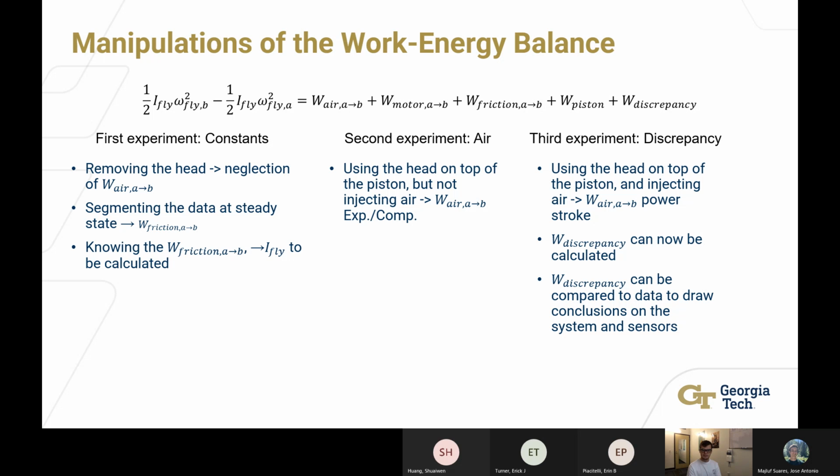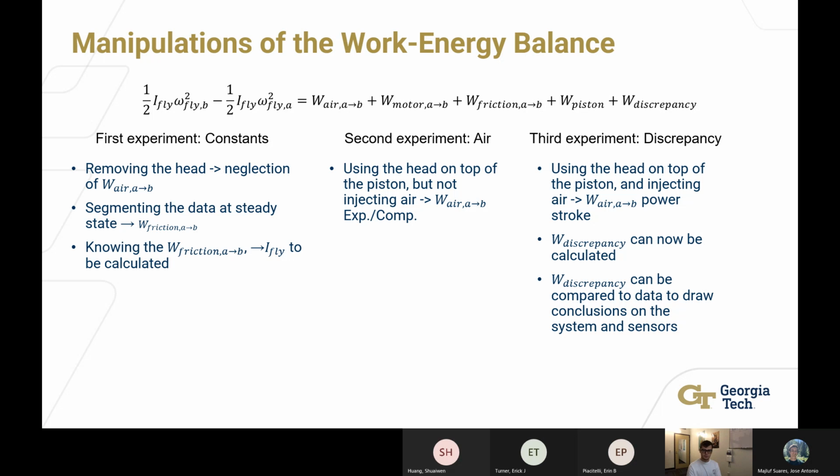And then by taking that data, we segmented it to the steady state range, which removed the left-hand side of the equation. We were able to calculate the work due to friction. And then knowing that and looking at the full transient, we are able to calculate the inertia of the flywheel. In the second week of experiments, everything we were doing was just to quantify the work due to air expansion and compression without injecting any air into the system.